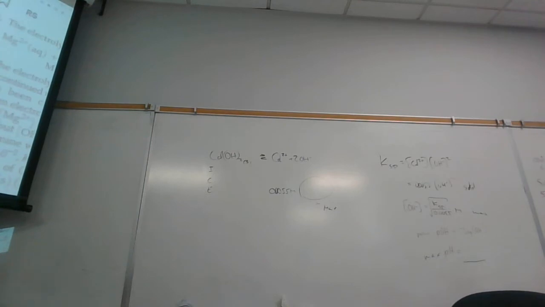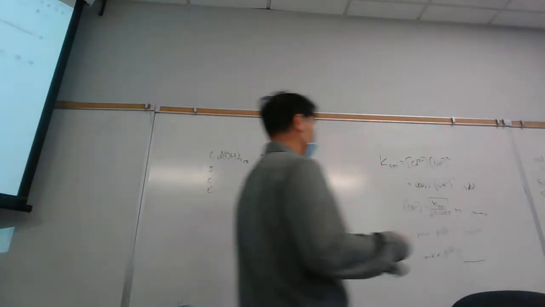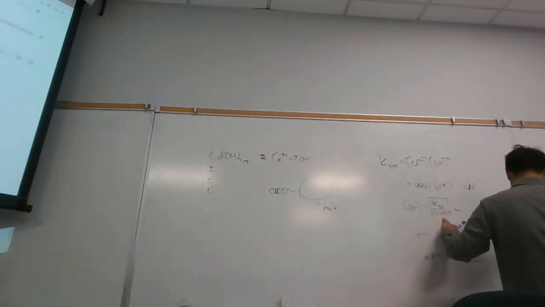Actually, do I have my KSP here? Because the KSP is so small. 2.5 times 10 to the negative 14. Oh, no, this is for this one? Okay, it's not 2.5 times 10 to the negative 13, it's 14. Well, it's pretty small. Not as small as iron 3 hydroxide.